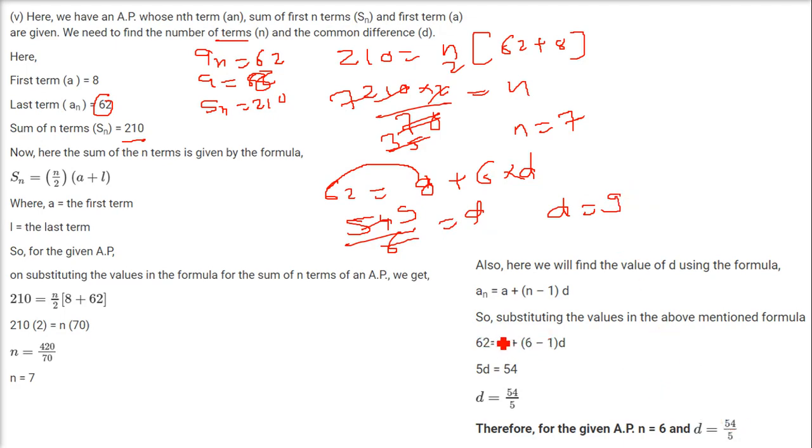You don't have to do this. See, 62 minus 8 is 54, right? And this is not 5, this is the number 7. So this will be 7 minus 1, which is going to be 6. So 54 divided by 6 is 9, so d is 9. So I'm changing it, d is 9. This is how we do it.